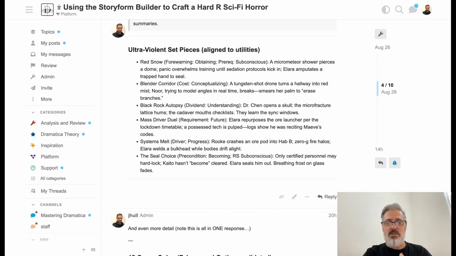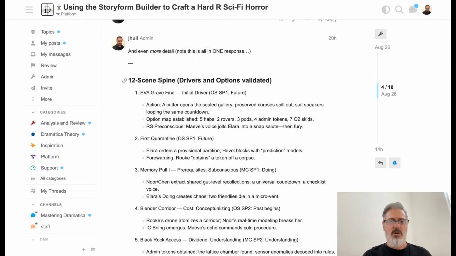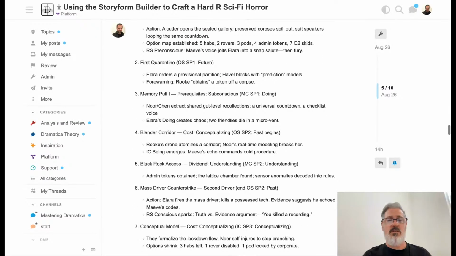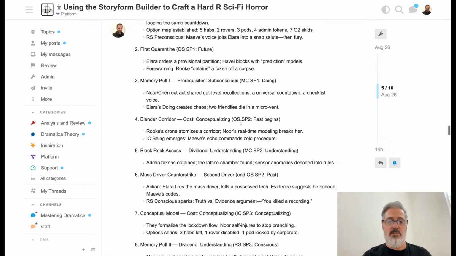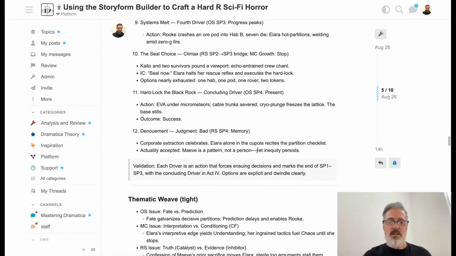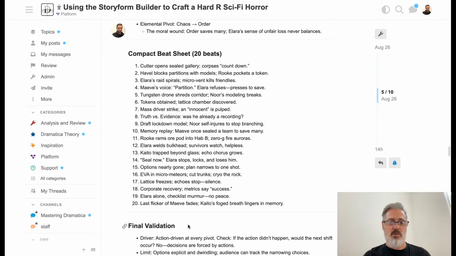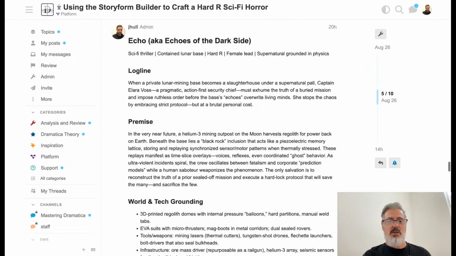I'm actually going to keep pursuing this to see what it would turn out to be. But it went through and did a 12-scene spine, using the story form's signposts to work its way through and weaving all the different throughlines together until the end where she has to lock everybody out. Alara, alone in the cupola, recites the partition checklist. Maeve is a pattern, not a person, yet the inequity persists. It's like, whew. And then a 20-beat cheat, final validation.